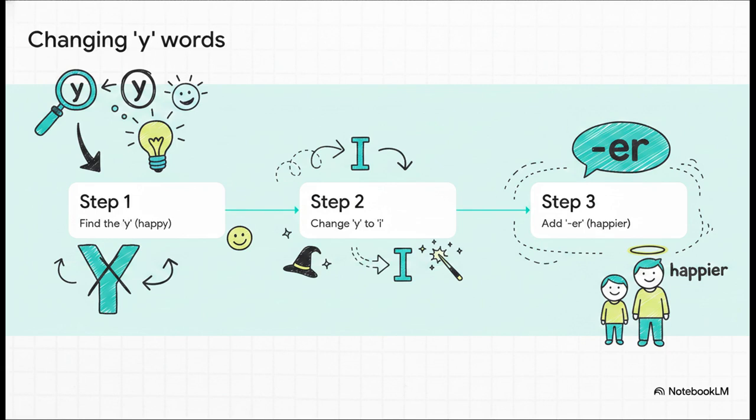Instead, we do a little spelling magic. Step 1, you find the Y at the end. Step 2, you change that Y into an I. And step 3, you add ER. So happy becomes happier. It's as easy as 1, 2, 3.